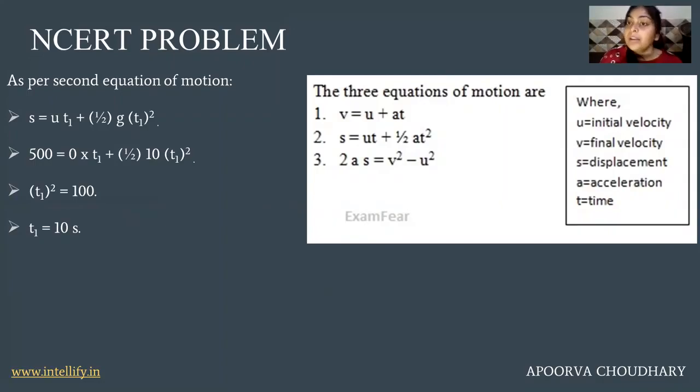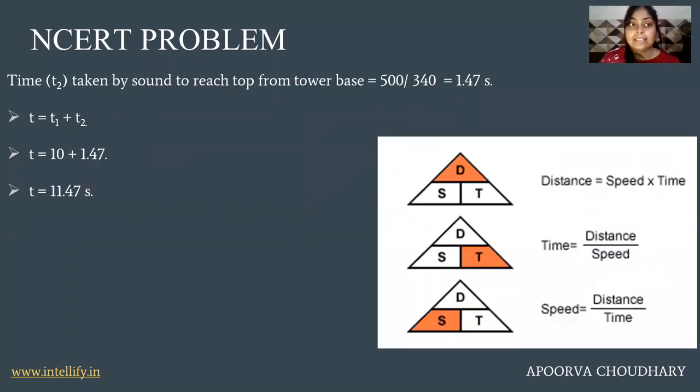So now I got the time taken by the stone to reach the ground. Now what I'm going to calculate is the time taken by the sound to reach the thrower. I'm simply using the formula time = distance divided by speed, which is 500, the distance, divided by 340, the speed of sound. I'm getting my answer as 1.47 seconds.